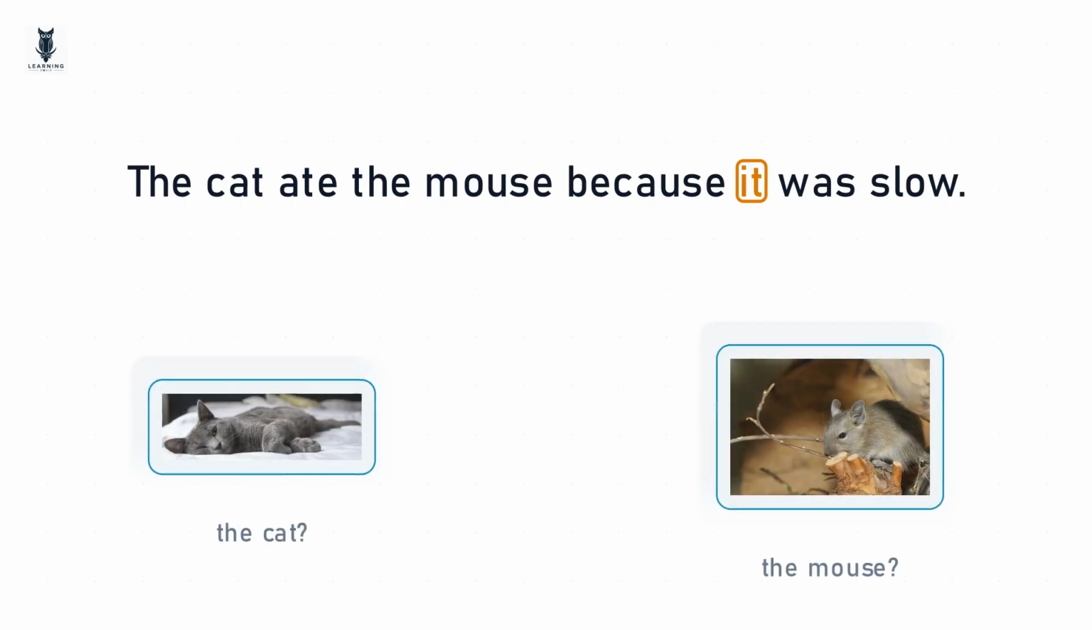Read this sentence slowly. The cat ate the mouse because it was slow. Now, a simple question, this little word "it," who does it point to? The mouse? Or the cat? You answer without even thinking, the mouse, of course. It was slow, so it got caught.